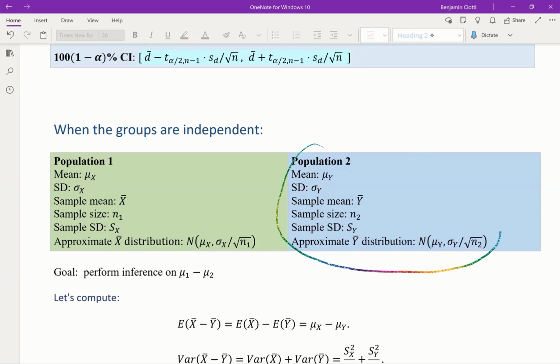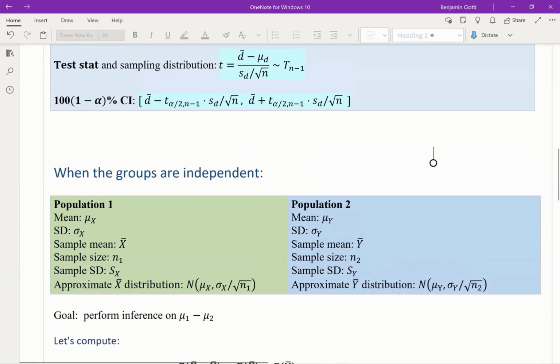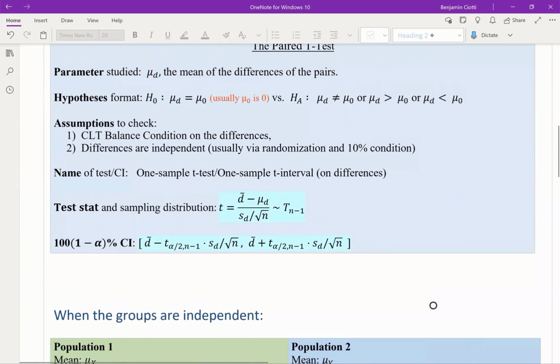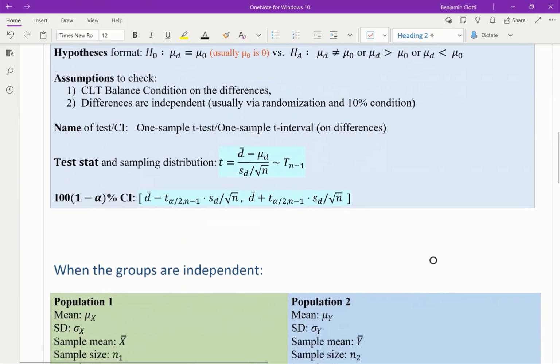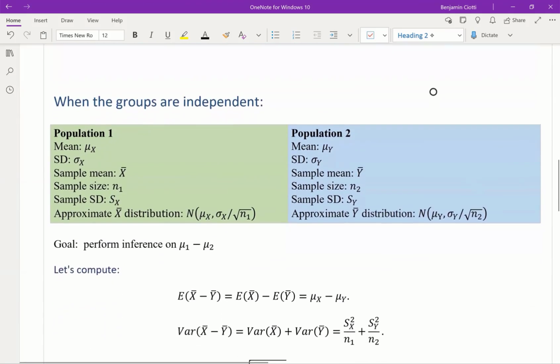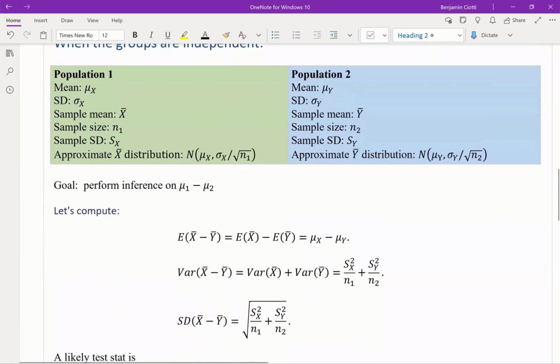Similarly, you have population 2 with a similar list of parameters and relevant quantities. We'll call the mean from population 2 y bar, the sample size from population 2 we'll call n2. Oh, by the way, notice that n1 and n2 don't have to be the same. In the paired t-test, definitely the size of your two samples has to be the same. I mean, if you're going to pair them up, then for sure you have to have the same number in each group. So in the independent case, they no longer have to be the same size.